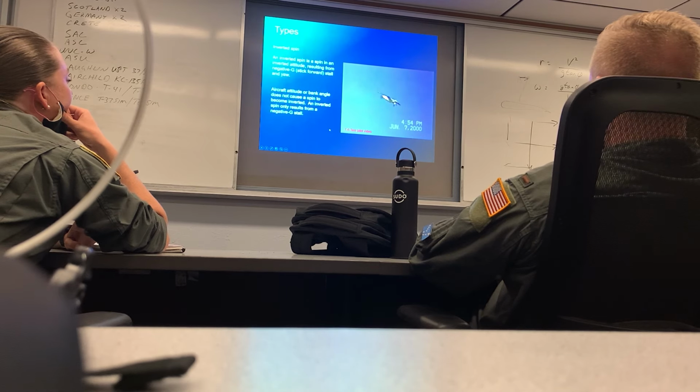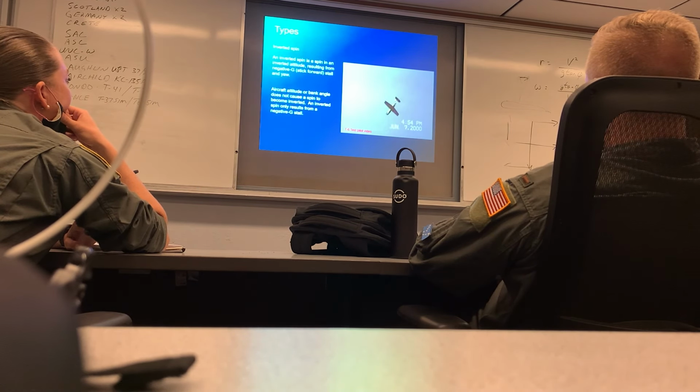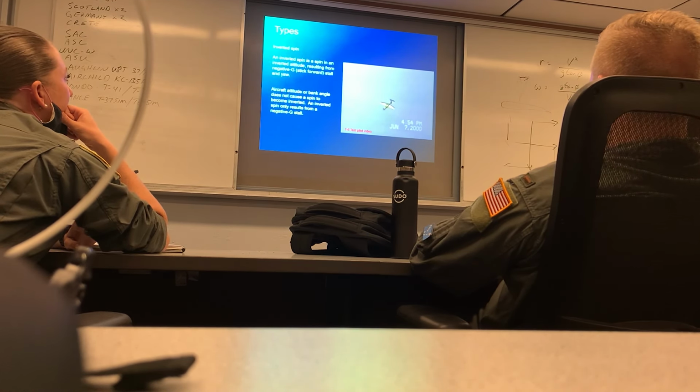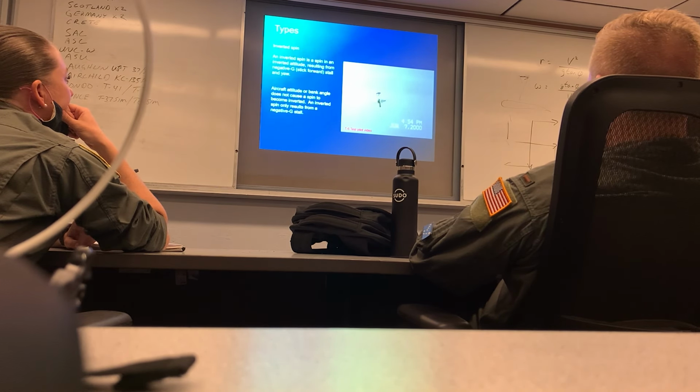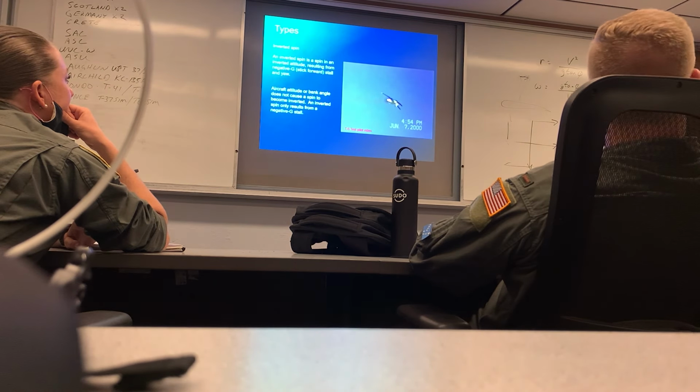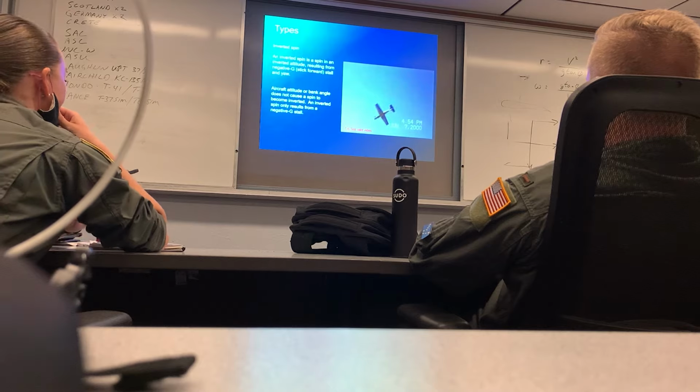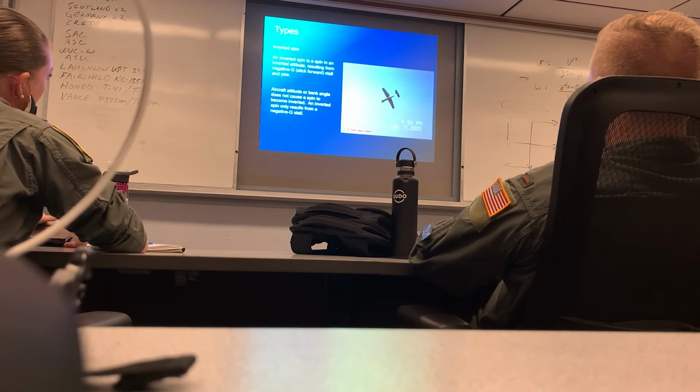Is the recovery procedure the same? Yep. We actually practice these. Not inverted. There's your inverted spin. Looks like a lot of fun, huh? So first of all, it's kind of difficult to get into in this airplane. In the T-6's predecessor, the T-37, it happened relatively often during spin recoveries.